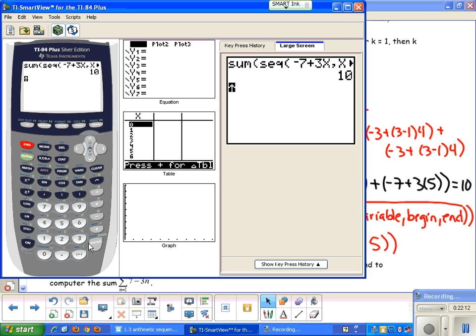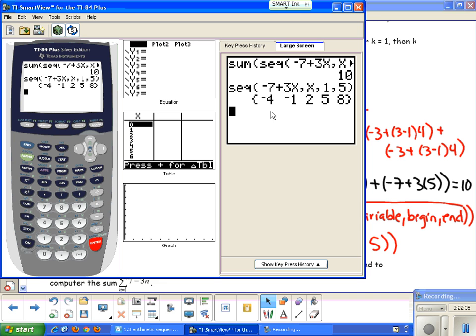Now the cool thing about this, if I hit second, enter again, instead of doing the sum of the sequence, if I actually just wanted to write the sequence numbers out for each of those, values 1 through 5, if I take away this sum right there, I'm going to delete this other ending parenthesis and I hit enter, notice that that gives me my first 5 terms. So my first term is -4, my second term would be -1, my third term is 2, and then 5 and 8. So what your calculator did for you is it added all these together. So -4 plus -1 plus 2 plus 5 plus 8 gives us a value of 10.